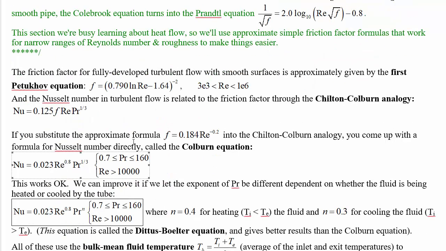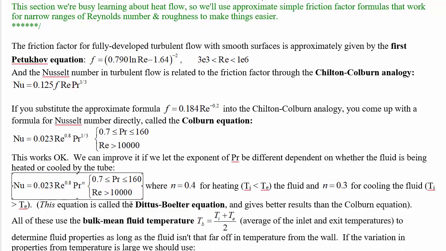And this works okay, but you can improve it if you let the exponent be different depending on whether the fluid is being heated or cooled. So rather than just a third, you use 0.4 for heating and 0.3 if the fluid is cooling from the surface of the pipe. Now this one has another name. This is the Dittus-Boelter equation, and it gives better results than the Colburn equation.